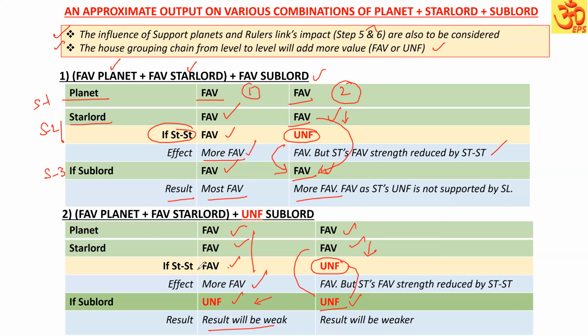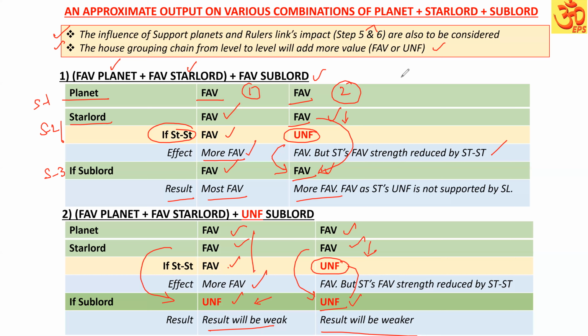So that way, here also you can see favorable is reduced by the unfavorable. Here also favorable is reduced by the unfavorable Sublord. But in between, the Star Lord of the Star Lord is also unfavorable, so the impact is going to be more. The result will be weaker. I hope you have understood.